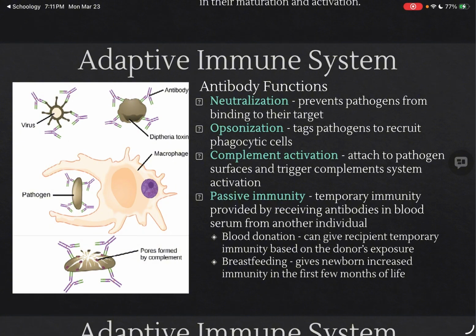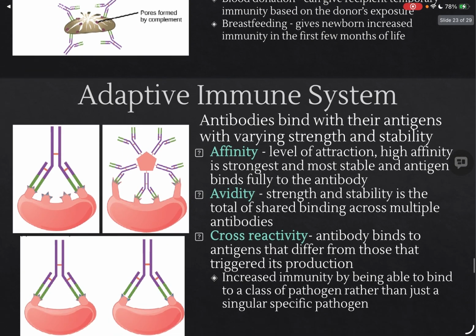And then passive immunity. It's temporary immunity provided by receiving antibodies in blood serum from other individuals. It can be from a blood donation, which can give recipients temporary immunity based on the donor's exposure. And then breastfeeding, like I just mentioned, it gives newborns an increased immunity in the first few months of life.